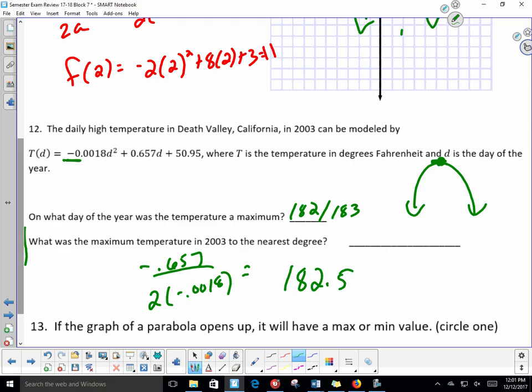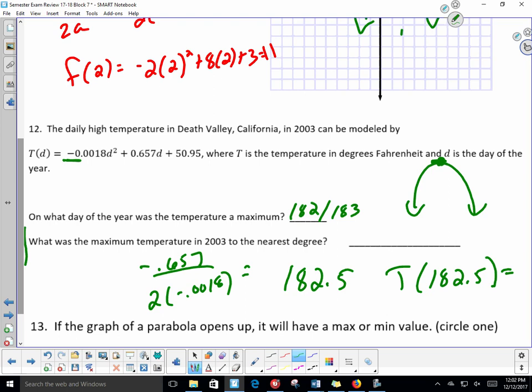Now, how do I go about finding the maximum temperature? Ben? You plug that in for D. So I'm going to do T of 182.5. So you substitute that in every place you see a D. Did anyone do that?